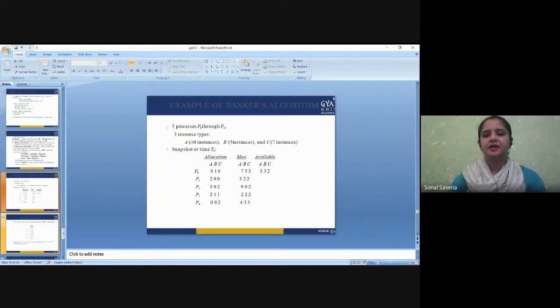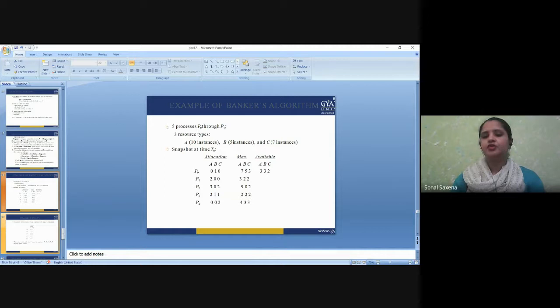Right. Now this is a current snapshot at a particular time where the total allocation is shown to you. For example, take P0, the first process. It is currently allocated 0 instances of A, it doesn't have any instance of A. Then it has only 1 instance of B and 0 instances of C. Similarly, currently P1 holds only 2 instances of A and 0 instances of B and C. So this is the allocation matrix.